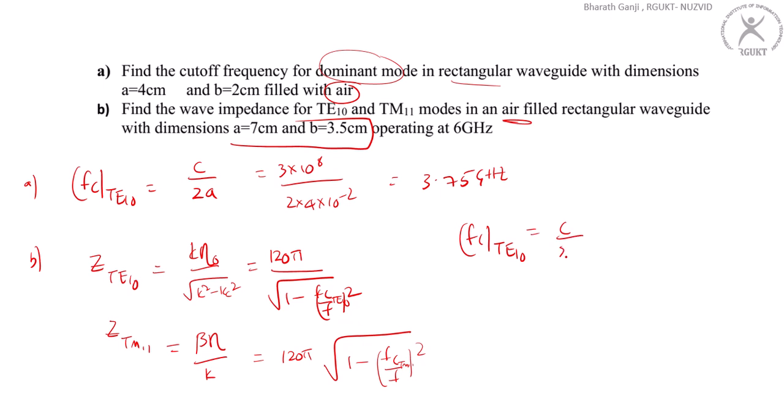So that is c divided by 2a, which is 3 into 10 to the power of 8 divided by 2 into 7 into 10 to the power of minus 2, right, which is 2.142 gigahertz. Let's find the cutoff frequency of TM11 mode.